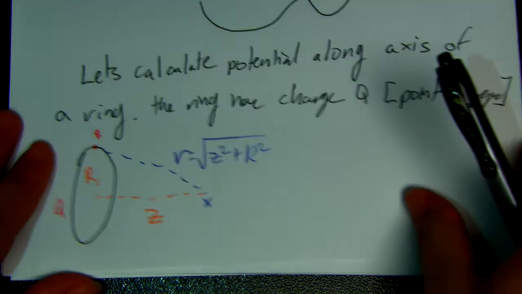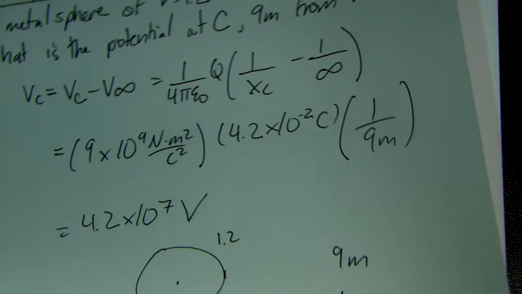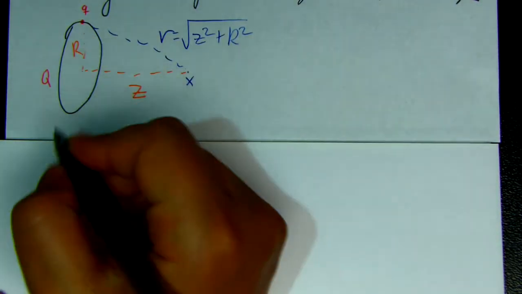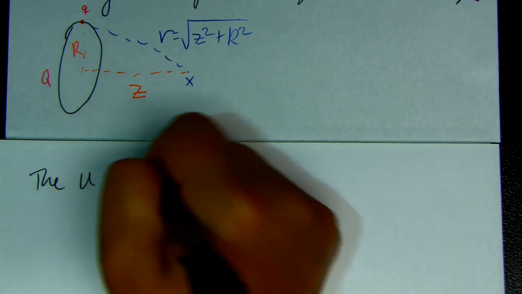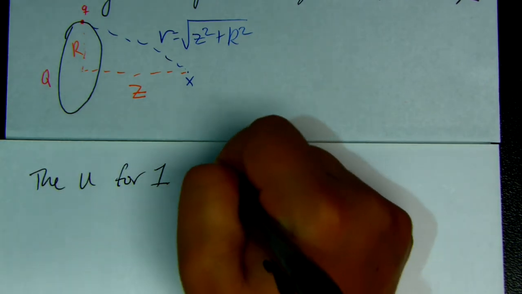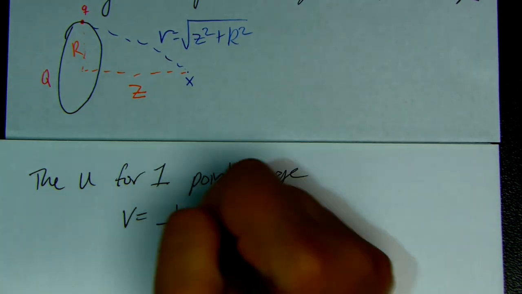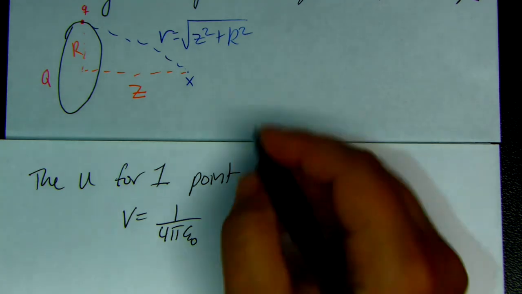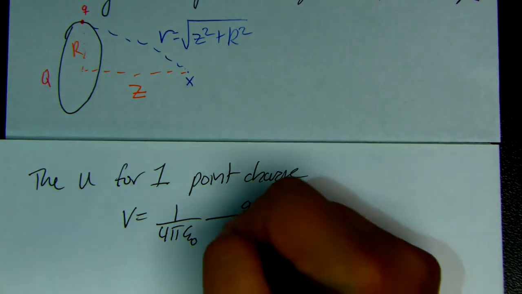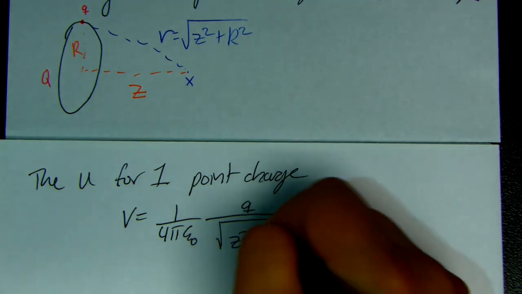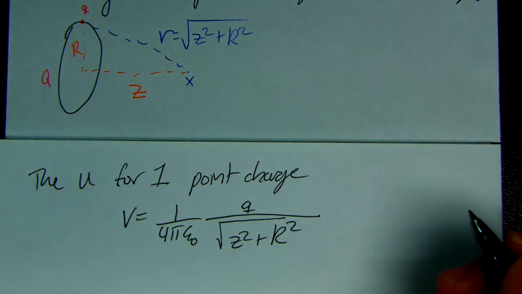Okay, so now we can plug that into our potential formula because we have r. So the potential for one point charge on the ring, V, is equal to 1 over 4 pi epsilon naught, little q over the square root of z squared plus R squared.